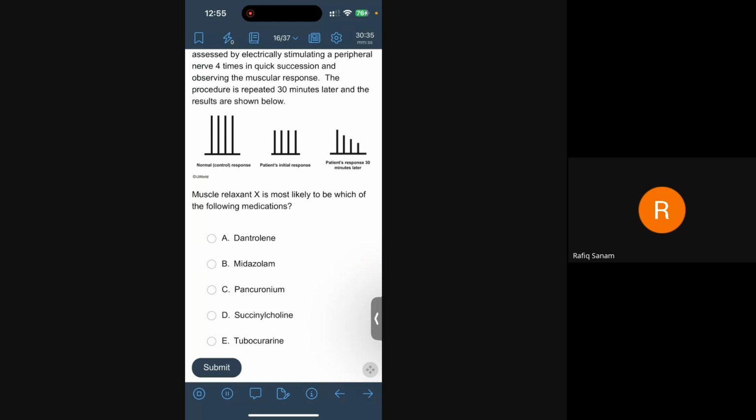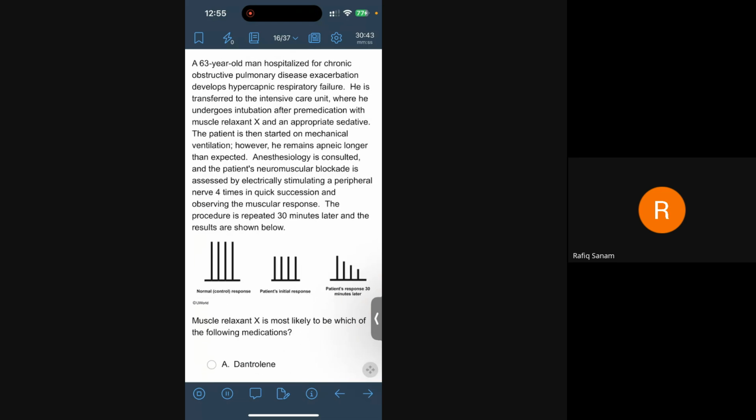Muscle relaxant X is most likely to be which of the following medications? A 63-year-old man is hospitalized.